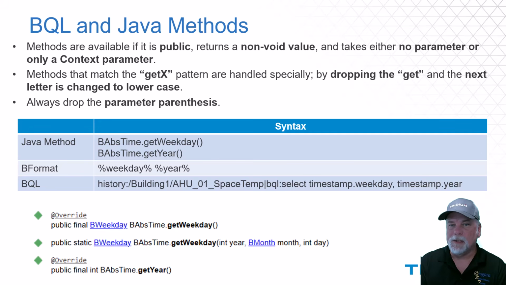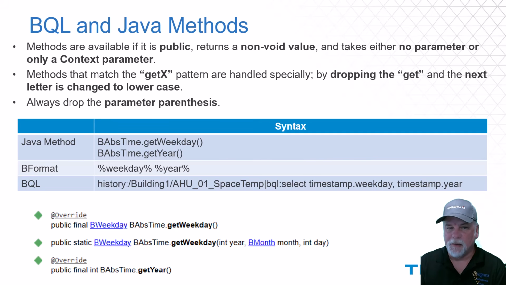There's also a little bit of special handling here in that if a method starts with the letters get and something else, then by the BQL standard, we're supposed to drop those leading letters of get, and then the next letter is changed to a lowercase. And we always also drop the parameters' parentheses as well.